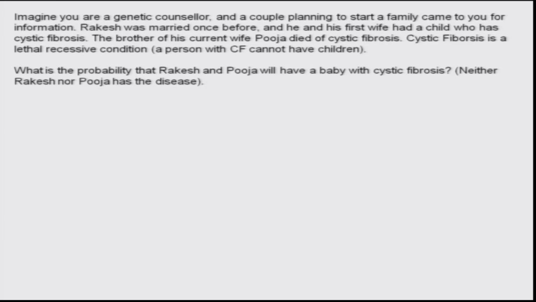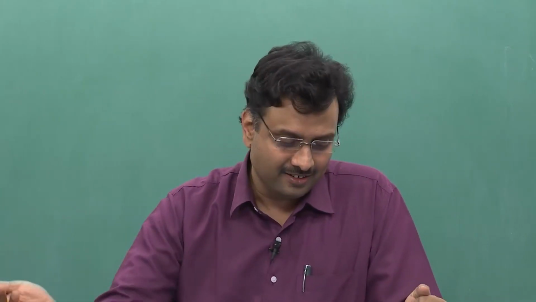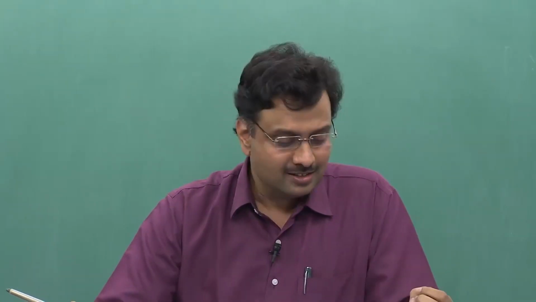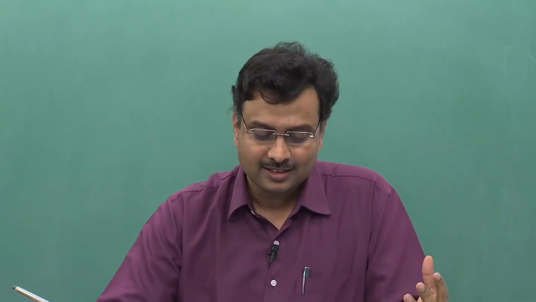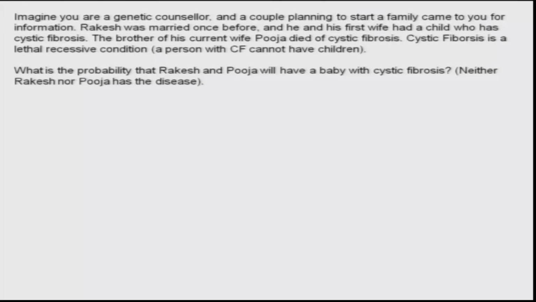And this condition, cystic fibrosis, is a lethal recessive genetic disorder, and of course they can't have children because they don't survive that long. So, as and when you have a homozygous condition for the recessive allele, it doesn't go to the next generation normally. So, the advice I wanted to ask was, what is the probability that Rakesh and his second wife Pooja will have a baby with cystic fibrosis, because there is a family history, right.